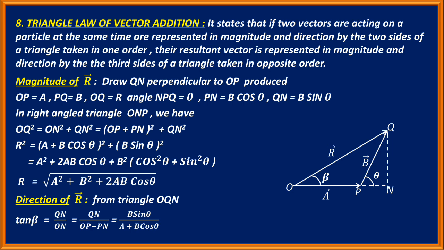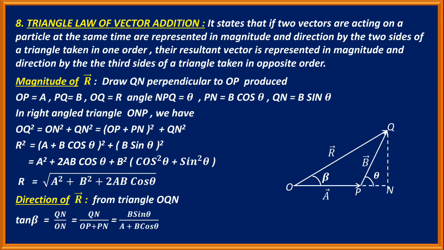B square into cos square theta plus sin square theta, and finally we are getting R equal to root under A square plus B square plus 2AB cos theta. This is the magnitude of resultant. Okay.